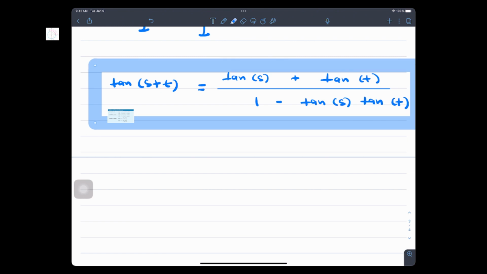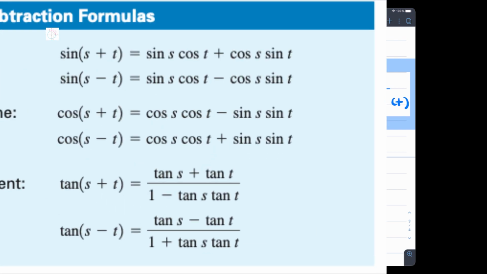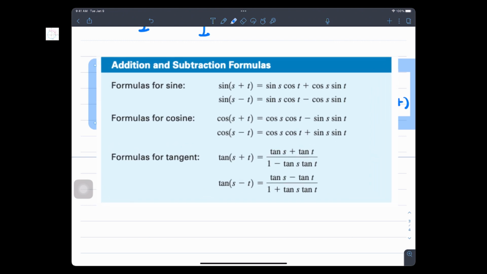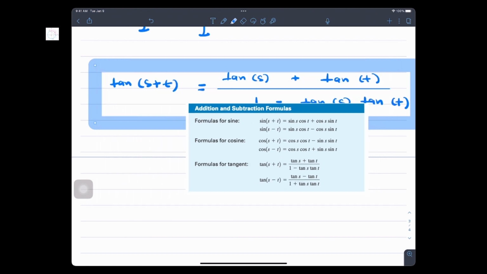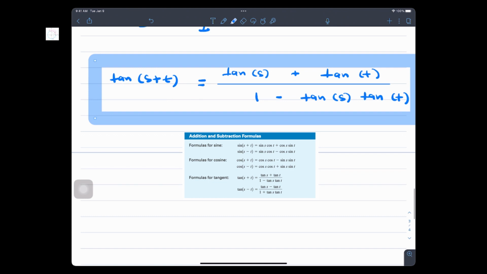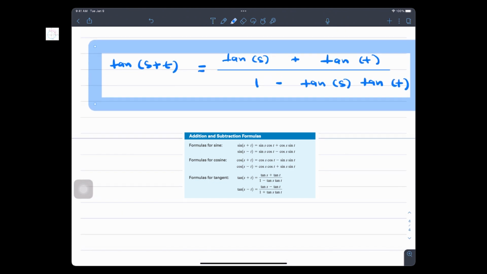So you might say, is this where they get the tangent of the sum formula right here? Right? Isn't it tangent S plus tangent T divided by 1 minus tangent S tangent T? This is where they get it from, ladies and gentlemen. This is a proof of that. Same formula. Now, this is a sum formula.